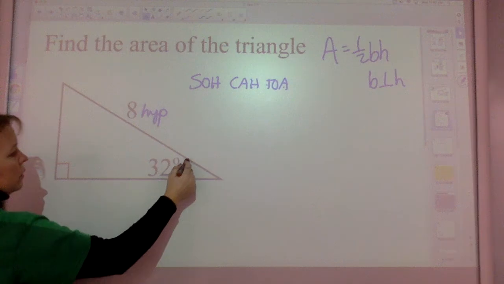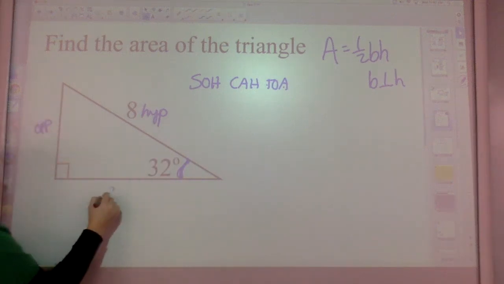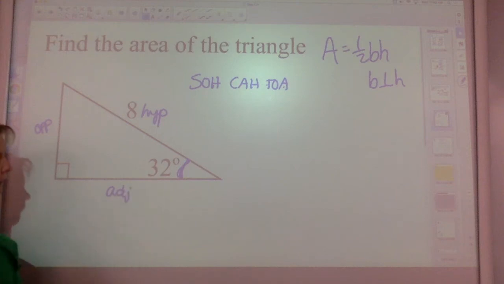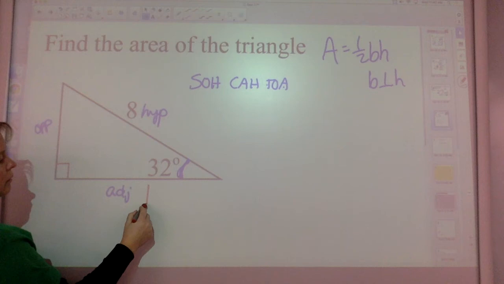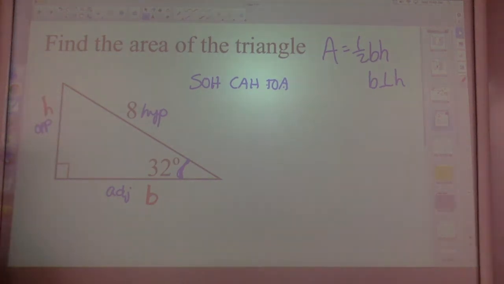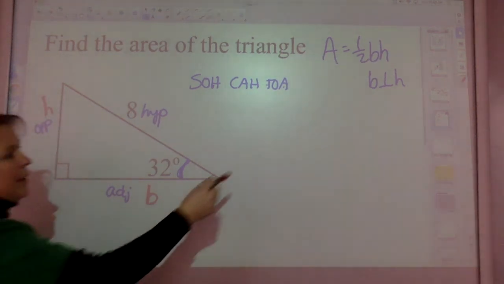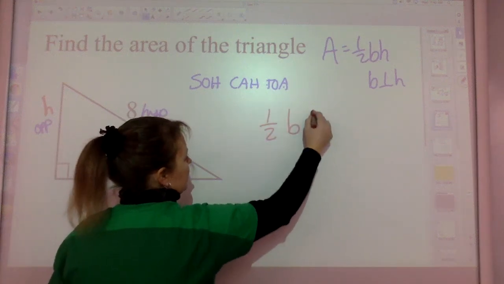This gets fancy. We do already have the hypotenuse. We know our 32 degrees is down in this corner, so we're looking for the opposite side and the adjacent side. We'll call the adjacent side base, B. We'll call the opposite side H for height. We need base and height. Let's find the base first, since that's what it says.